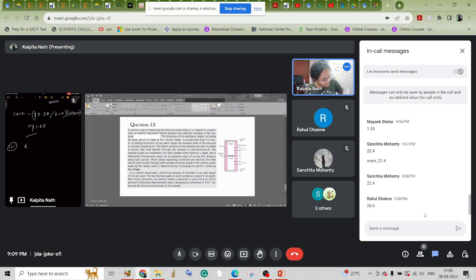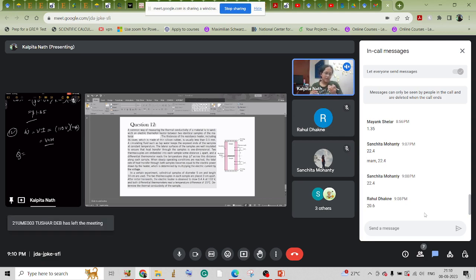So first, power is voltage into current, that is 110 volt into 0.4 ampere. This is 44 watt. Now, it said that the heat flows in both directions, right? For one sample, we just have to calculate the heat in one direction, because we have to find the thermal conductivity. So one direction will suffice. For one direction, it will be half, so half into 44 watt. So this is 22 watt.